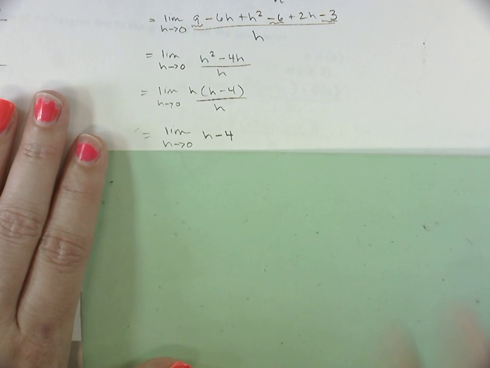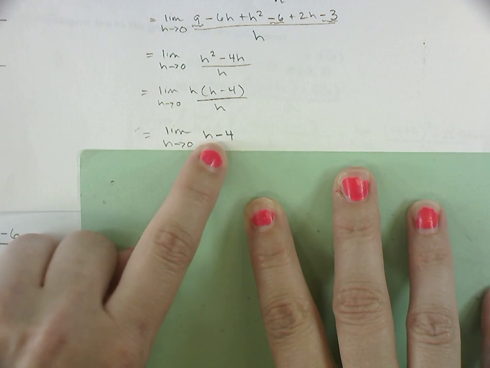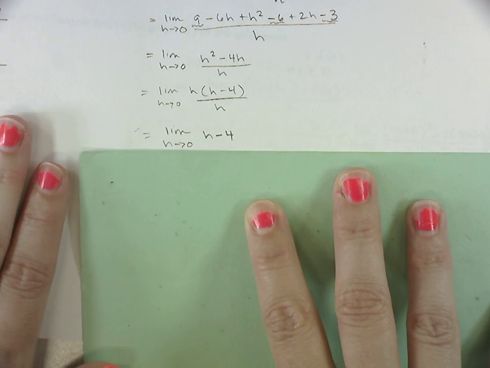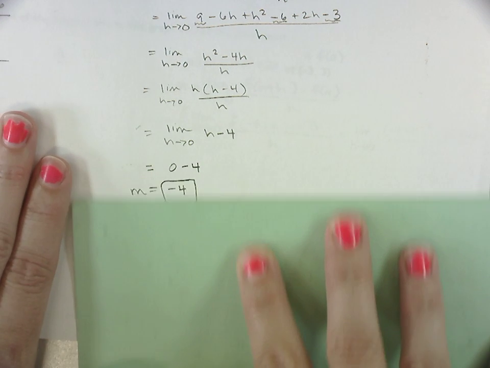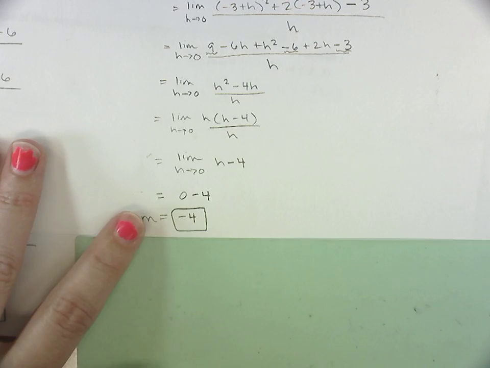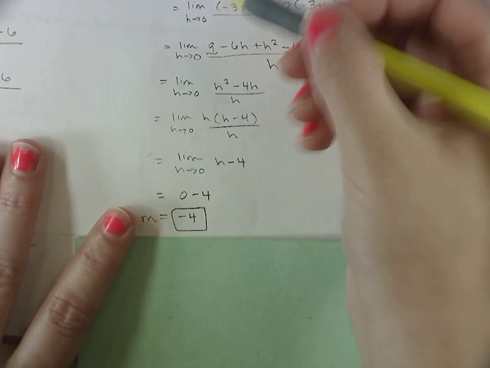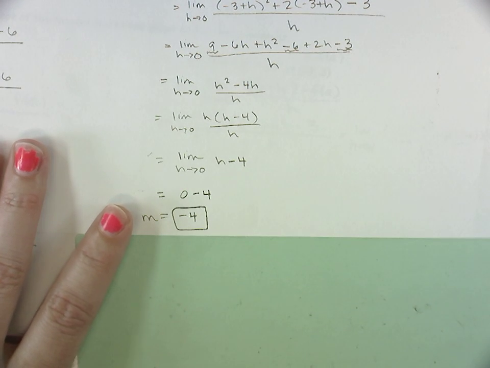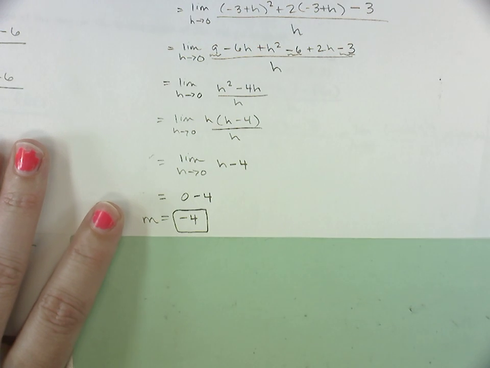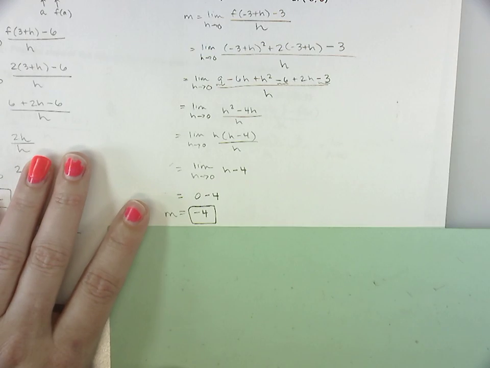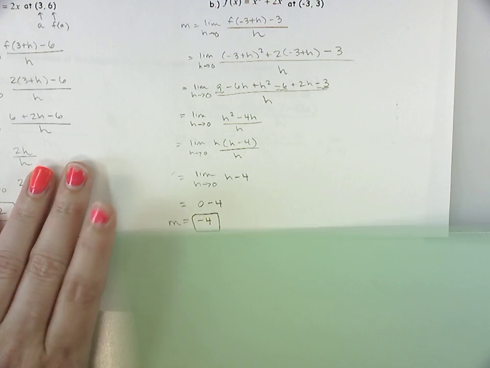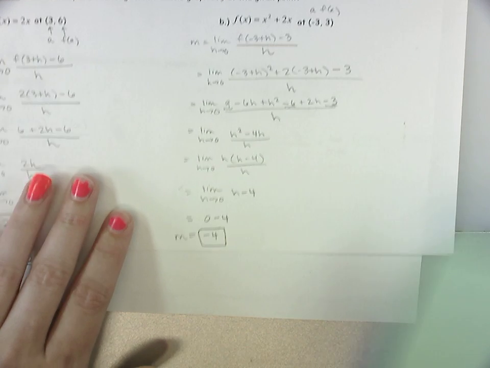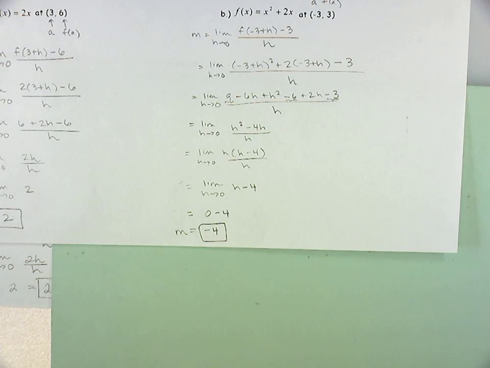Then you'll have your limit as h goes to 0 of h minus 4. Now can I plug in my 0? Yes, once you can plug in your 0, that's when you drop the limit. Notice that every single step in my process has the limit except for the last step when I plug it in. So the slope of the tangent line for this is going to be negative 4. Yep, and then I'm also going to show you the other method.